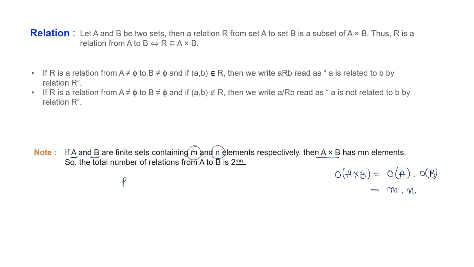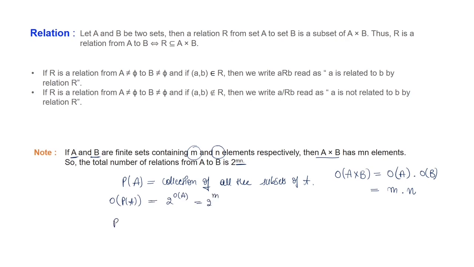What is partition? What is the partition set of A? It is the collection of all the subsets of set A. So the order of P of A, the order of partition of A, will be what? 2 to the power order of A, which is 2 to the power m.